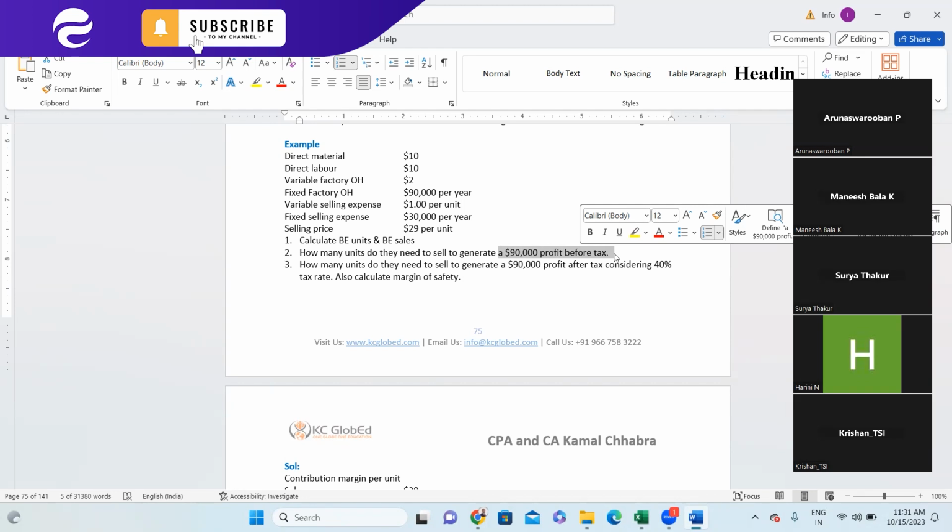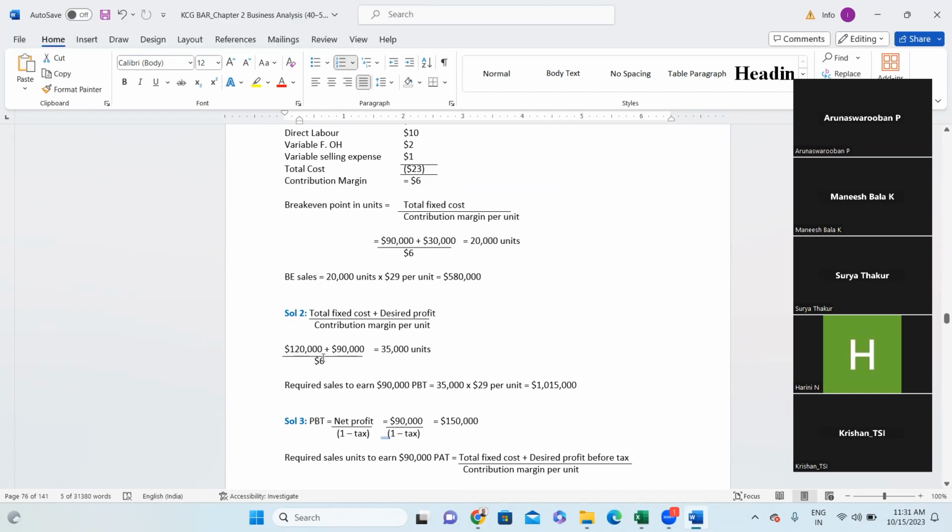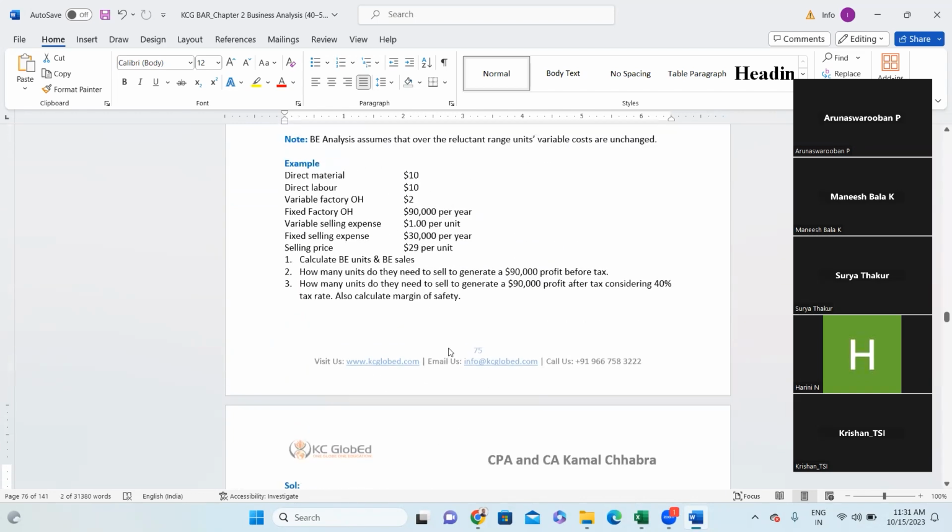right? So what is the call of the question? How many units they need to sell? So total fixed cost plus desired profit divided by contribution margin, 120 plus 90 divided by 6, right? So 210 divided by 6 is 35,000 units. So how many units they need to sell to achieve 90,000 profit before tax? 30,000, 35,000, 40,000, 45,000. Hmm?